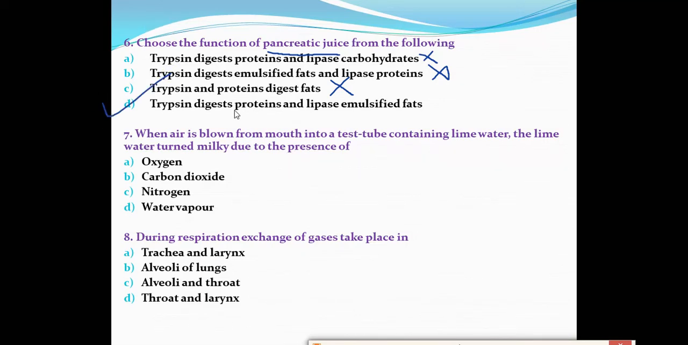Trypsin will digest the proteins and lipase will digest emulsified fat. Emulsified fat means the fats which are broken down into small pieces. So lipase will digest fat into fatty acids and glycerol, and trypsin will digest proteins into amino acids. So this is the correct option.